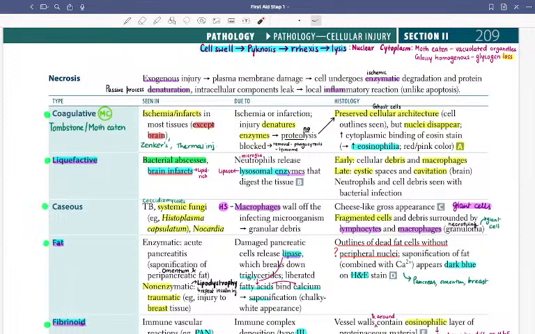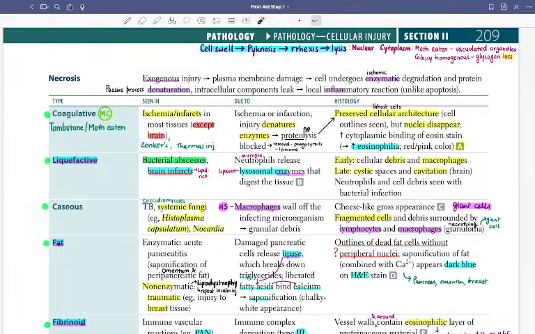Exogenous injury, plasma membrane damage, cell injury undergoes enzymatic degradation. Enzymatic degradation, denaturation, local inflammatory reactions, unlike apoptosis, it is a passive process. Next, coagulative necrosis.